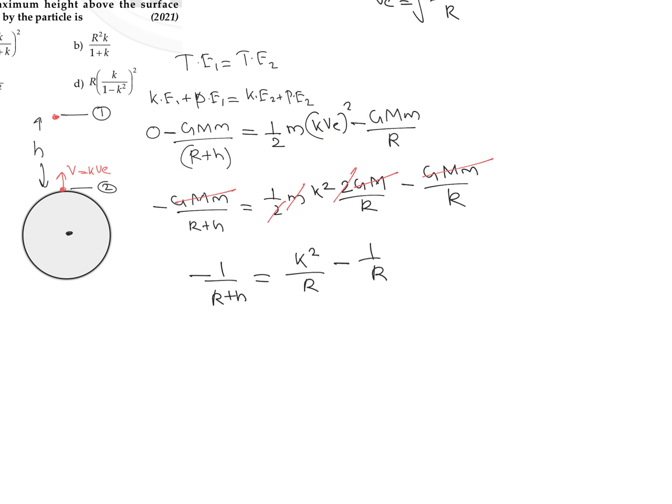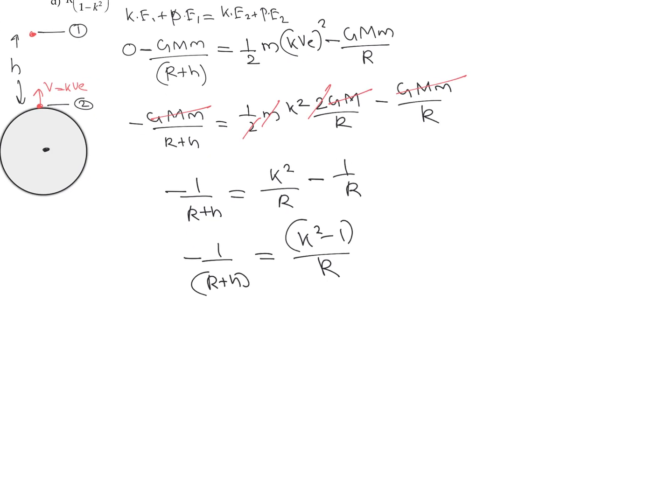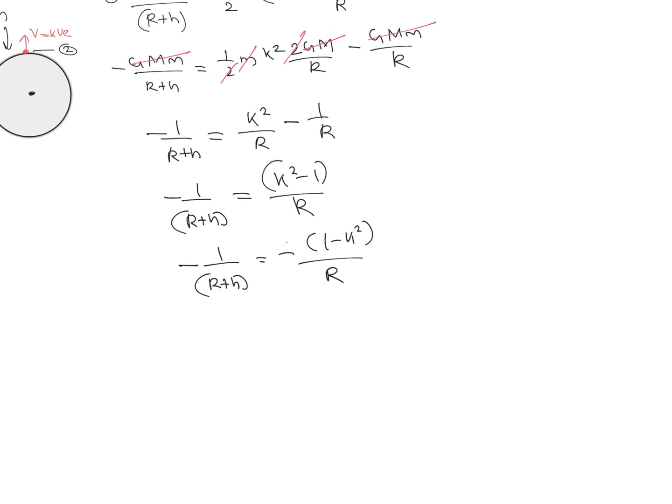Our aim is to find out the value of h. Further we can take it as minus 1 divided by R plus h equal to k square minus 1 divided by R, or to cancel this negative sign, minus of 1 minus k square divided by R. Now we can cancel the negative signs and cross multiply, so R is equal to 1 minus k square into R plus h.